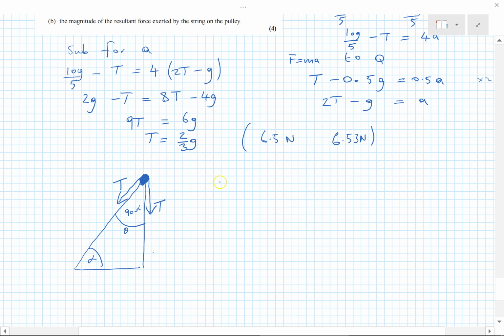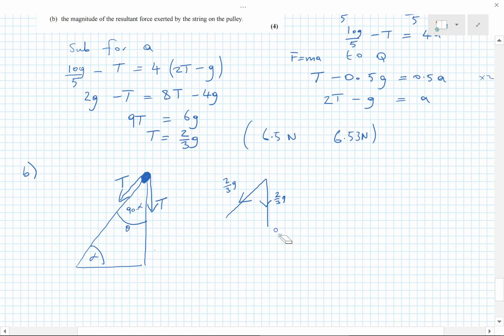Let's just work numerically first of all. Make sure you use a memory on your calculator. So we have 2/3g coming down here, and 2/3, let's put the arrow in the middle, 2/3g coming down here.